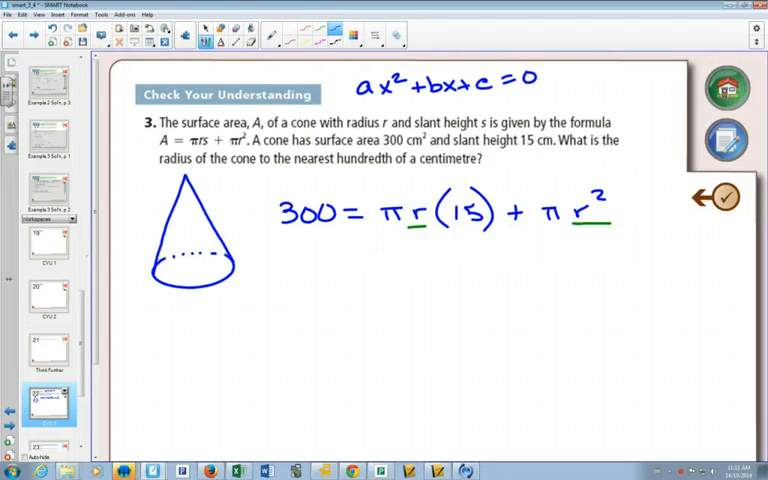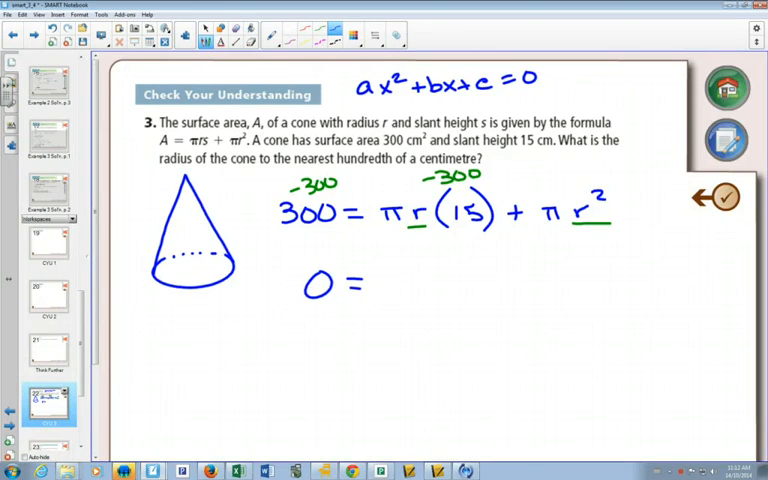So we need to make one side of the equation equal to 0. Can you see that probably the easiest way to do that would be to subtract the 300? If I subtract 300 on both sides, I will get 0 equals here.